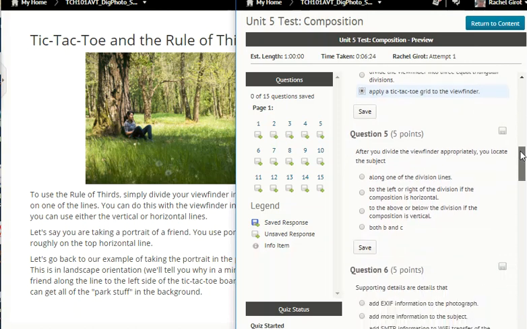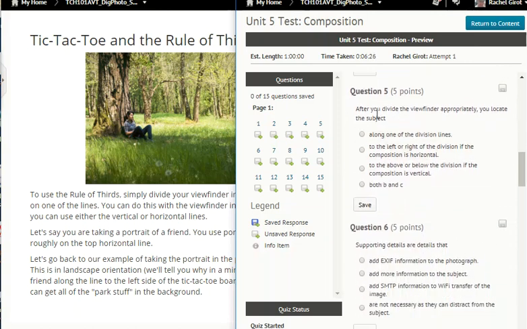Next. After you divide the viewfinder appropriately, you locate the subject along one of the division lines, to the left or right of the division if the composition is horizontal, to the above or below the division if the composition is vertical, or both B and C.